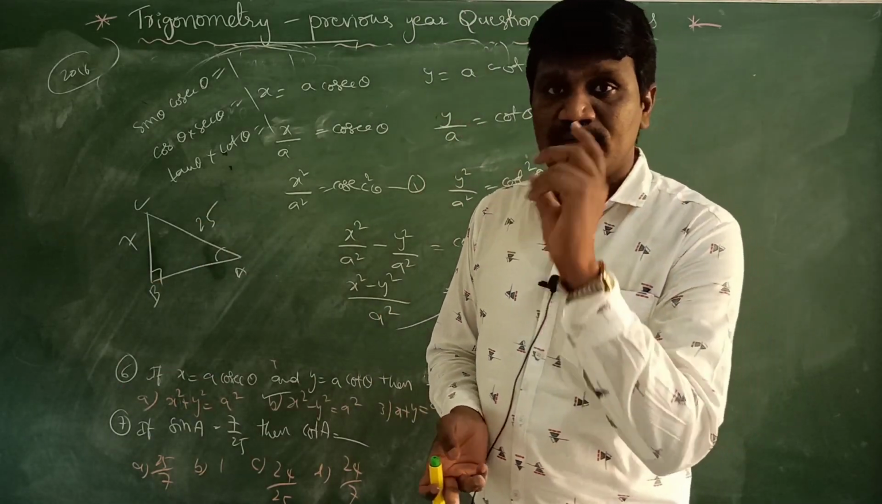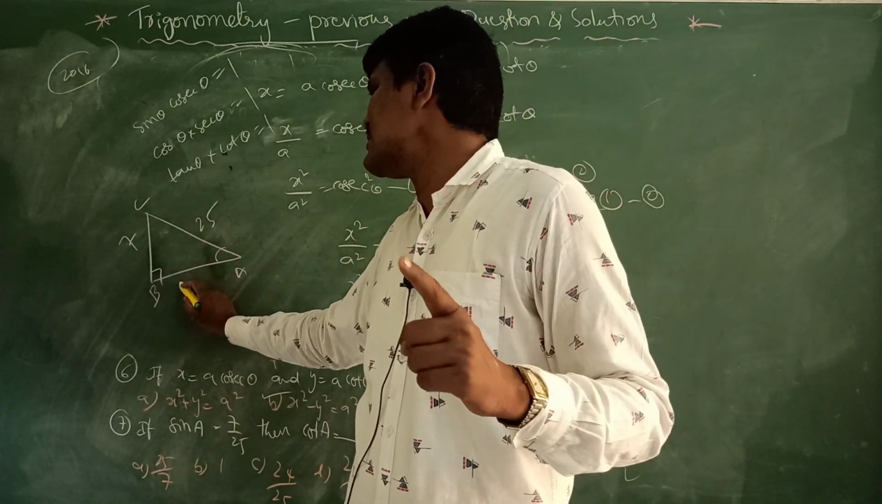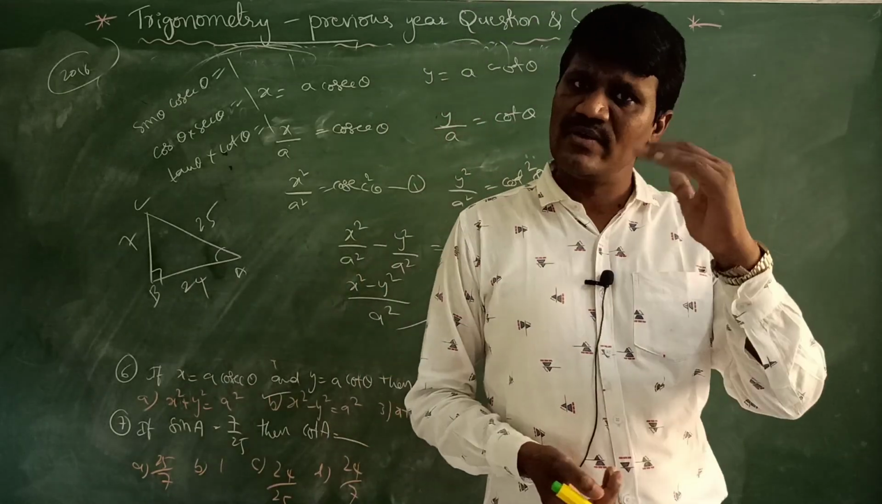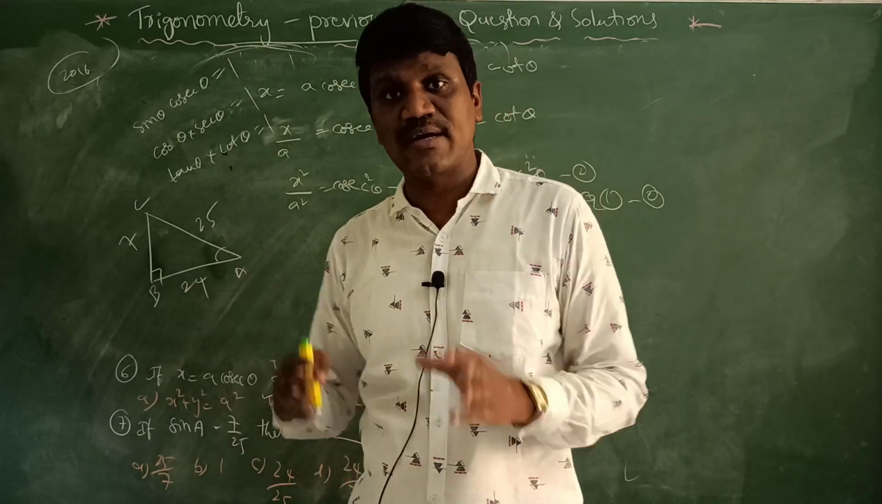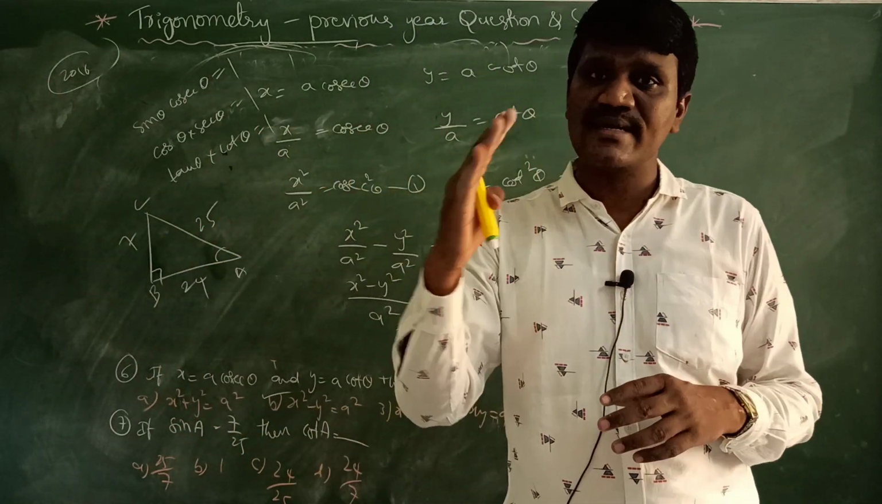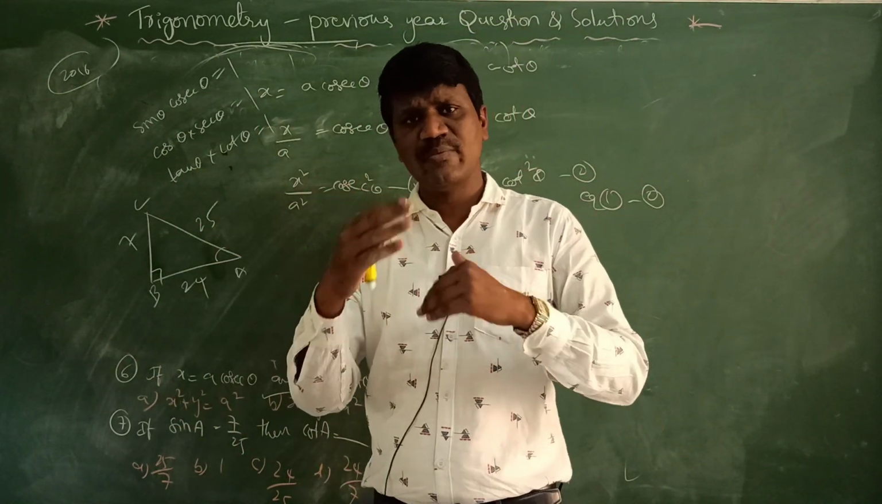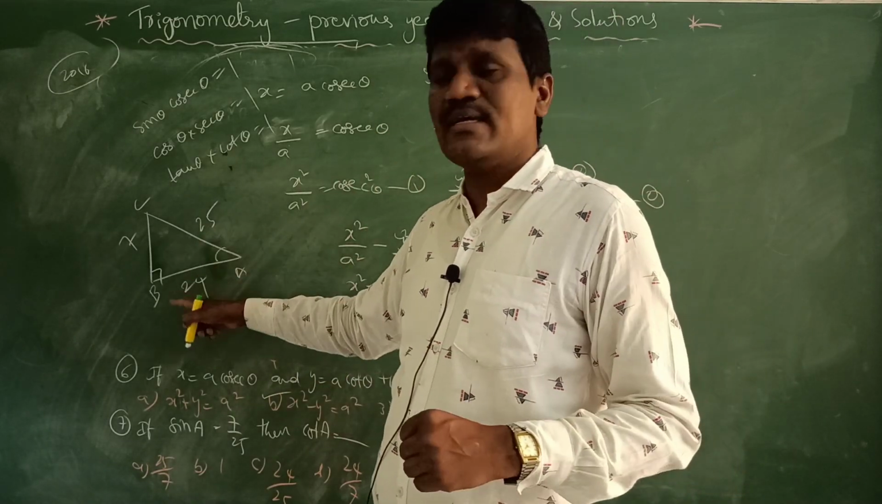And we know the triplets. 7, 25 means this is 24. Already we have learned the triplets. 3, 4, 5 is one triplet, 7, 24, 25 is one triplet, 5, 12, 13 is one triplet, 6, 8, 10 is another triplet. If you remember the triplets, you can directly substitute here.